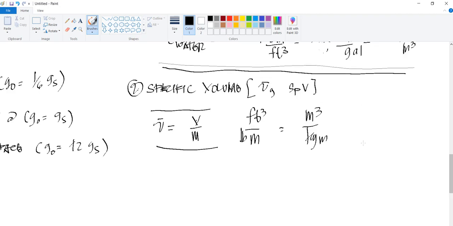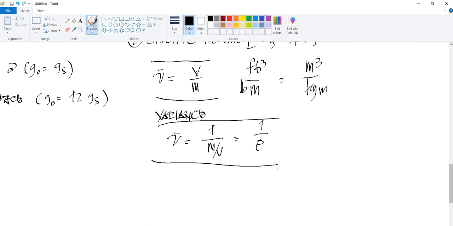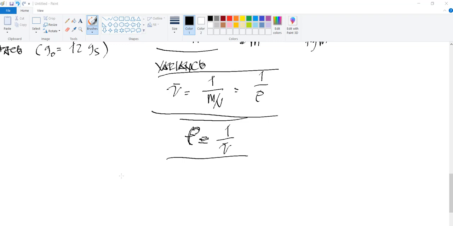Now the variants of the equation. Since it is a reciprocal of density, the specific volume can be expressed as the volume over the mass, which is equal to 1 over the density. Vice versa, density can be expressed as 1 over the specific volume. That is the variant of specific volume and density.